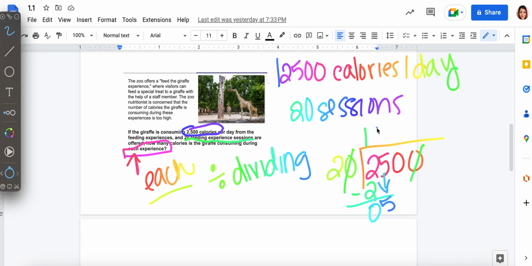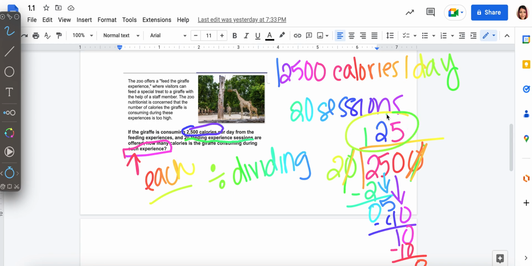2 goes into 5 twice. 2 times 2 is 4. 5 minus 4 is 1, bringing down my 0. Now I have 2 goes into 10 5 times. 5 times 2 is 10. 10 minus 10 is 0. I have no numbers to bring down because remember I marked that one out to cancel. And so my answer is 125. Okay, so make sure you know exactly what to do when adding, subtracting, multiplying, and dividing.